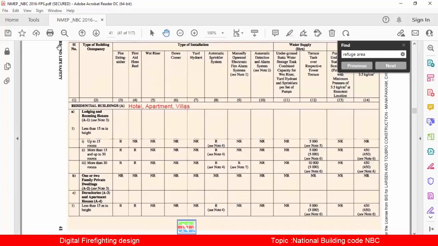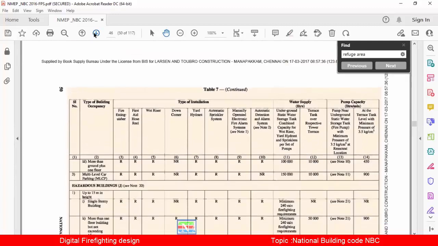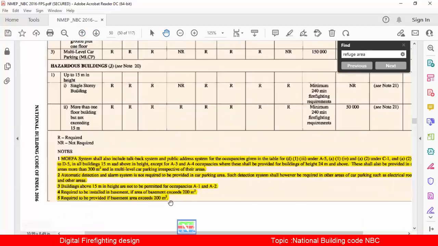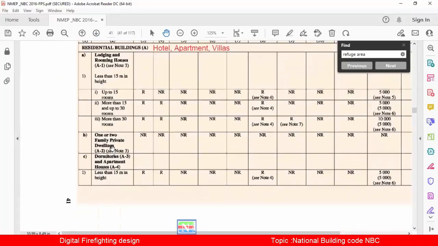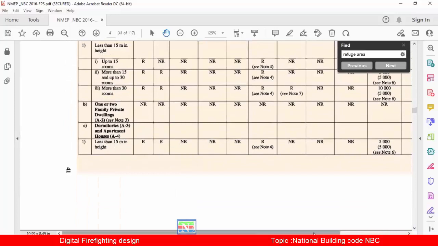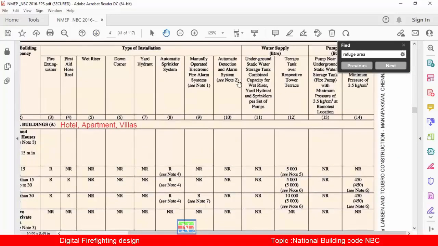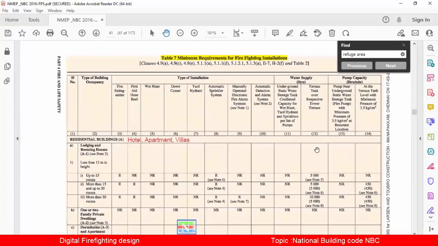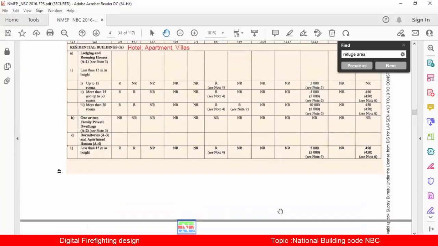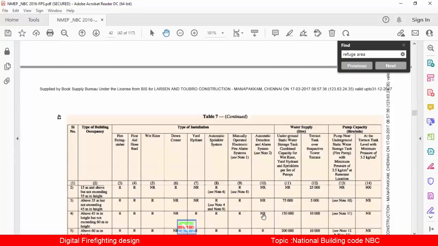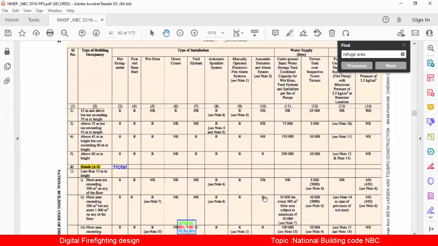Okay, you can see point number 4: basement area exceeds 200 square meter. All those things, this note you should remember actually. And what is the tank size? Underground tank, what is the size? OST, what is the size? Pump capacity, flow, what is the pump capacity and flow? Right? Clear?